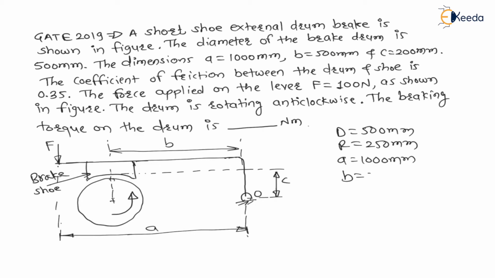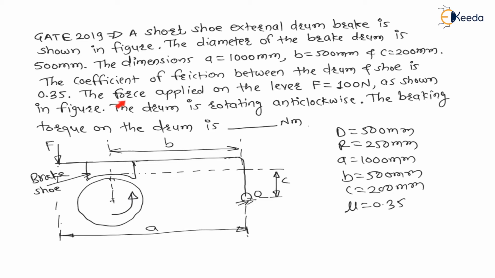C is equal to 200 mm. In the data it is given C is equal to 200 mm. At this contacting surface there will also be a frictional force, and the hinge is at distance C from this frictional force, which is 200 mm. The coefficient of friction between the drum and shoe is 0.35, so mu is 0.35.